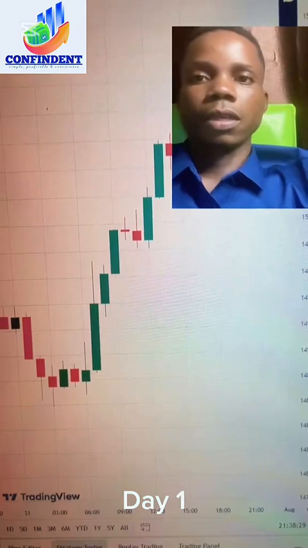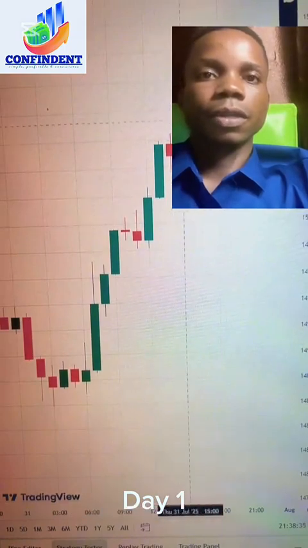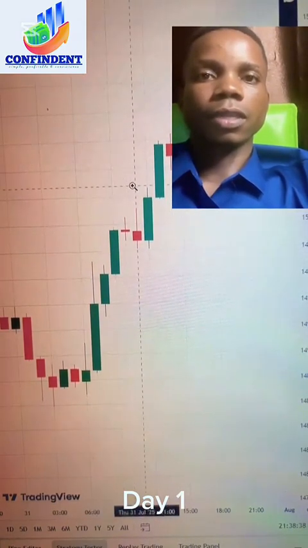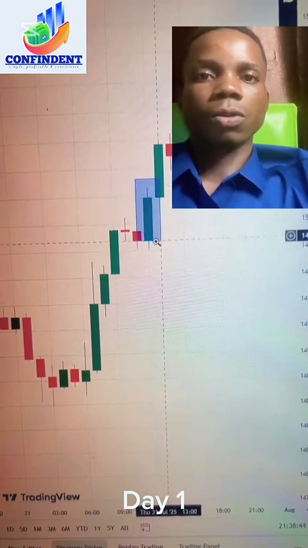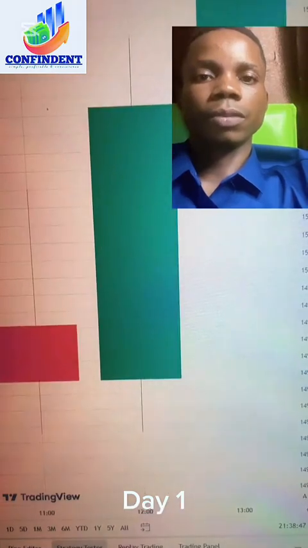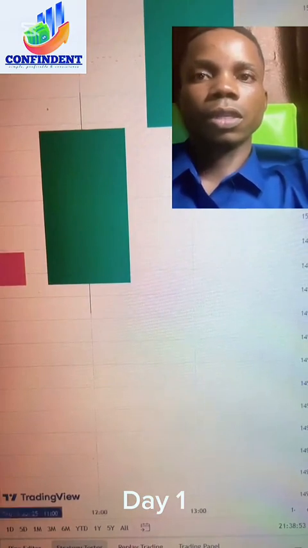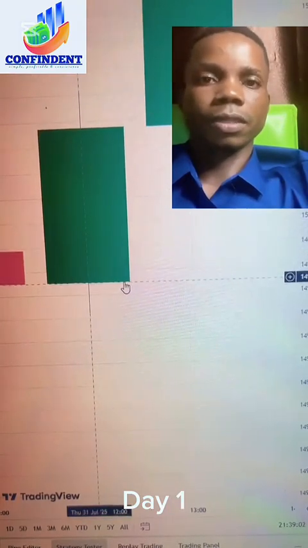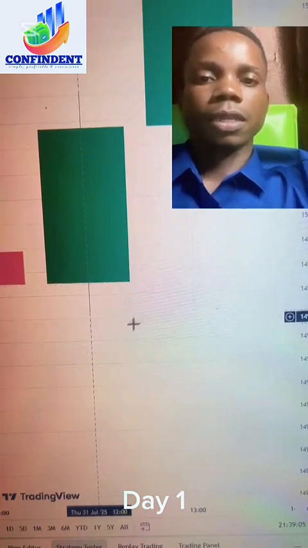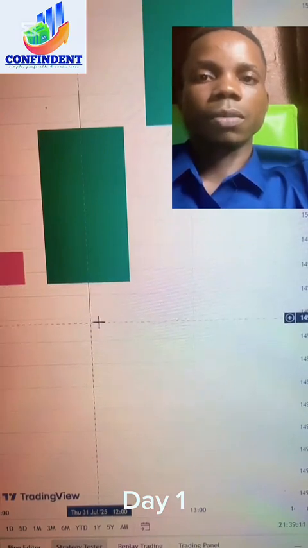Now let's take this particular candlestick as a case study. Let's check it very well. You can actually see how this candlestick was formed. This is the starting point, the open price of this candlestick. And this candlestick came to this point.